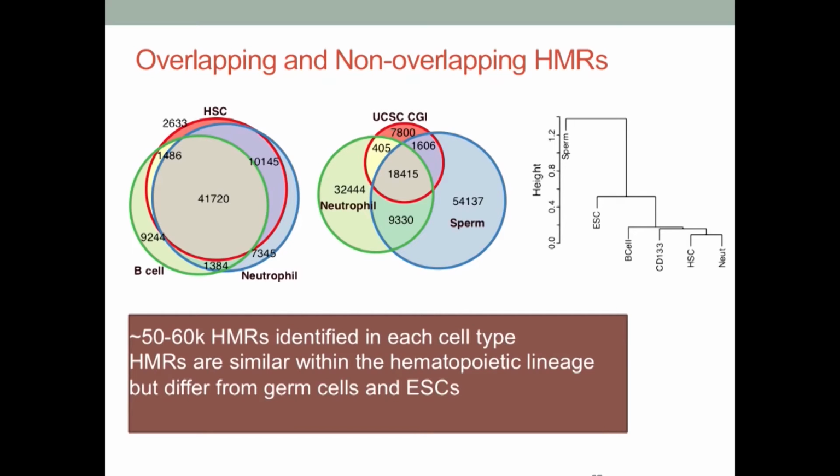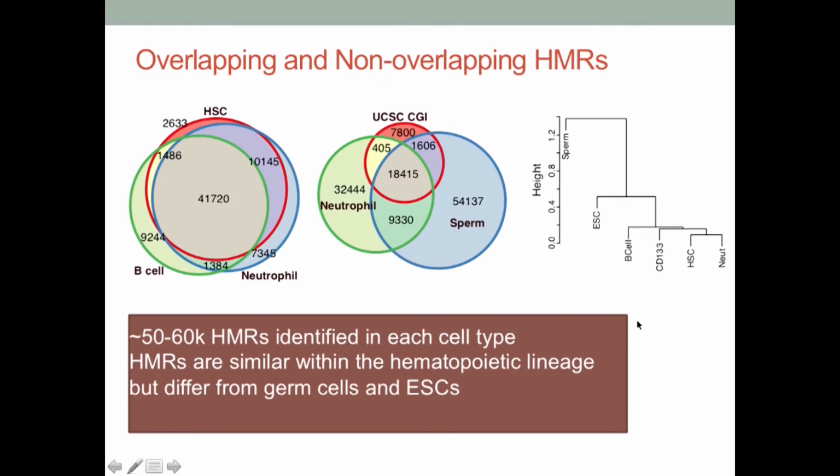Just to give you an idea of how these HMRs overlap predicted or annotated CpG islands, that's what I'm showing you here. Most of the HMRs that we call overlap the annotated CpG islands, but look how many don't. There are so many more that don't overlap an annotated CpG island. This is one thing that we found very remarkable. It means that you can't use sequence-based criteria to define CpG islands.